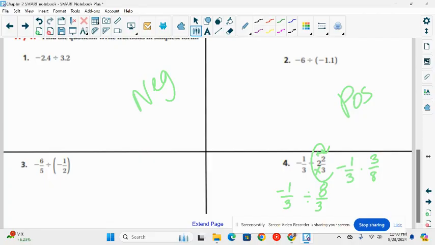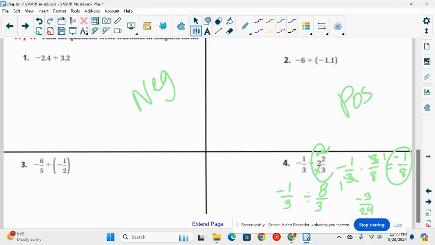Okay? Is there an opportunity for cross-canceling here? Yes. The 3 and the 3. The 3 and the 3, that becomes a 1 and that becomes a 1. So we got a negative and a positive, so our answer is going to be negative 1 over 8. Or if you got negative 3 over 24, you would have been correct as well.